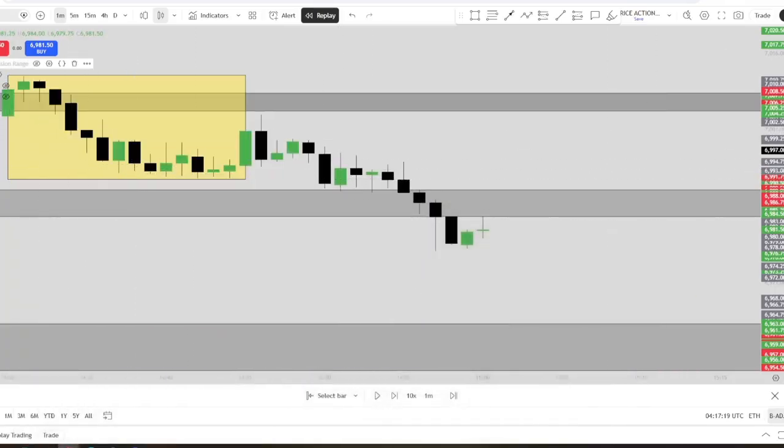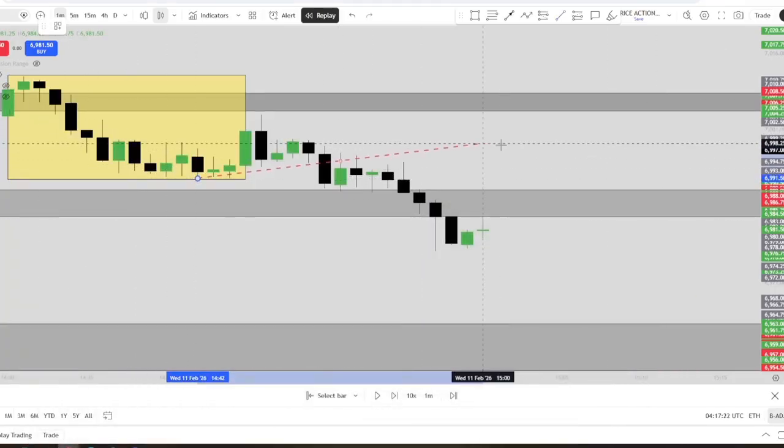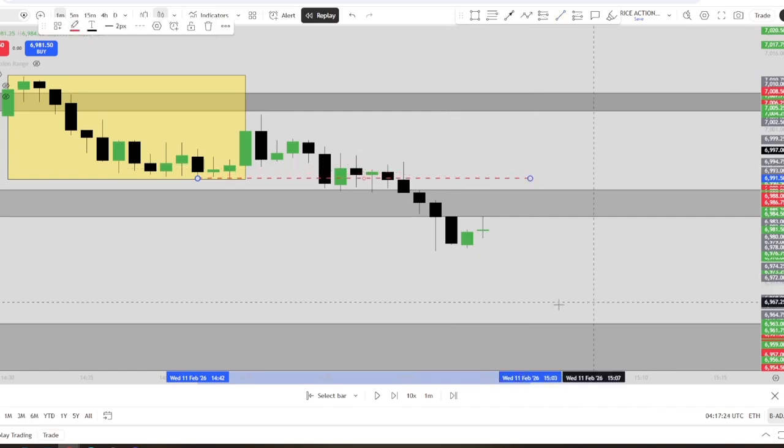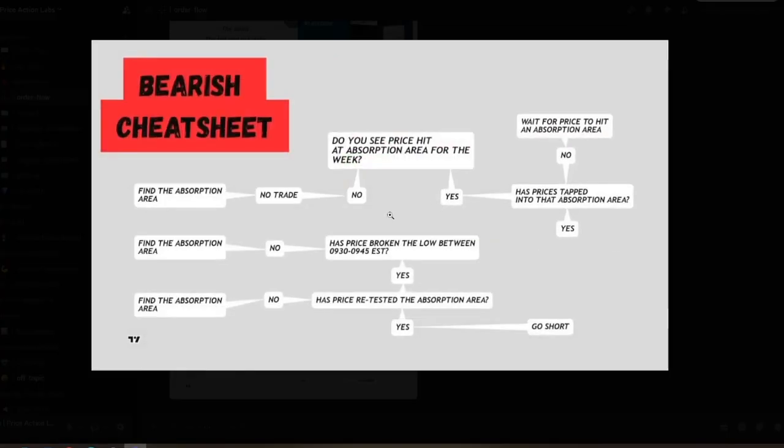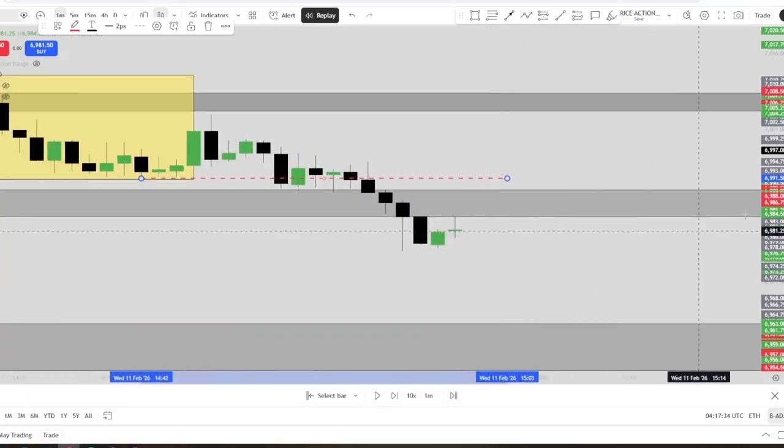Has price broken the low, right? So in this case, we have broken the low, so that's tick, right? So we can now move on to the third step, right? No, find the absorption area. Yes, has price retested the absorption area, right? So what we're looking for is a break and retest.